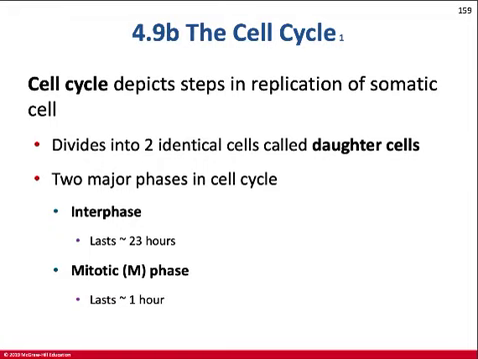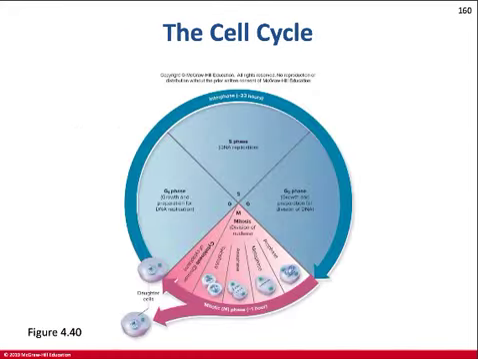Okay, the cell cycle is made up of interphase and the mitotic phase. Again, depending on the tissue type, these phases last different lengths of time. In rapidly dividing tissue, interphase is about 23 hours, while mitosis lasts about an hour. Okay, in tissue that rarely, if ever, divides, interphase can last as long as the entire lifetime of the cell. Okay, like in a nerve cell.